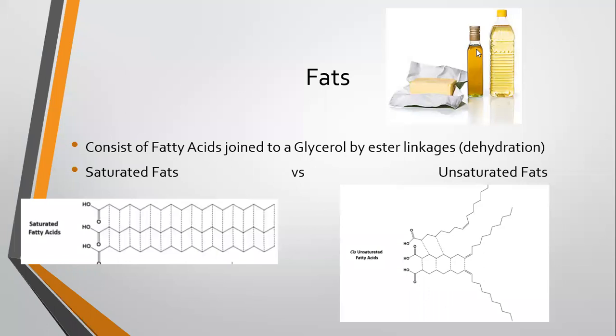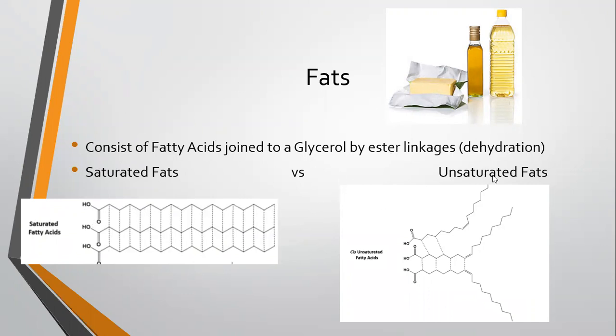So there are two types of fats that we talked about in class. We talked about saturated fats and we talked about unsaturated fats. Saturated fatty acids are fatty acids that contain only single bonds. As you can see in this picture, they can pack a lot more tightly, and therefore at room temperature, they are solid, which is why butter is solid at room temperature.